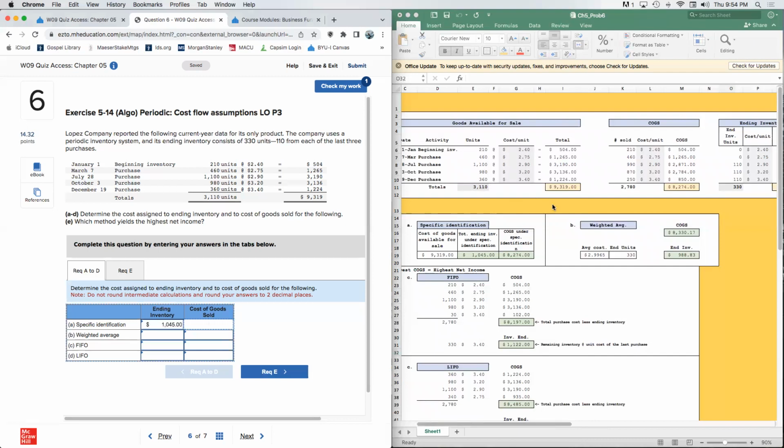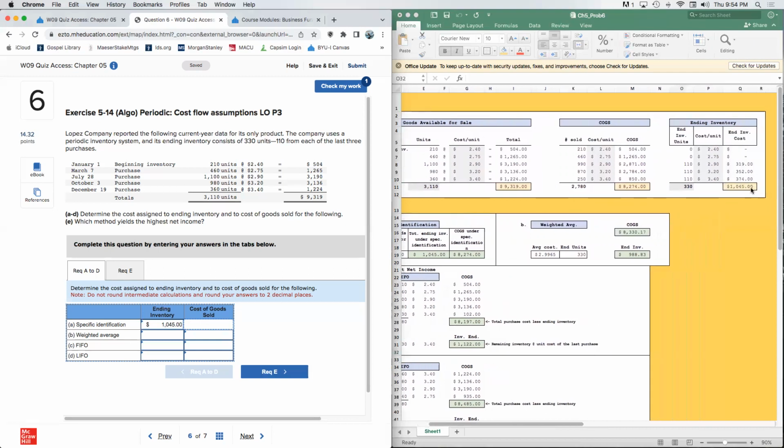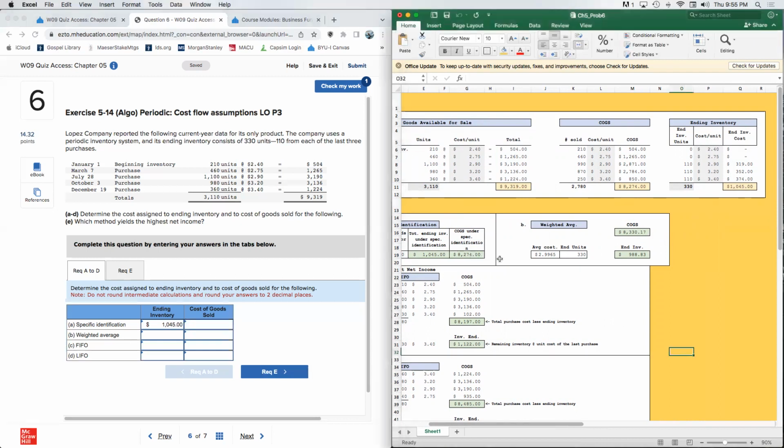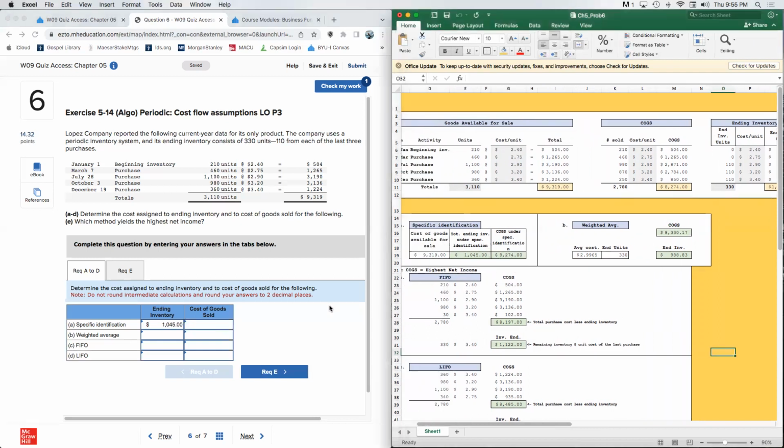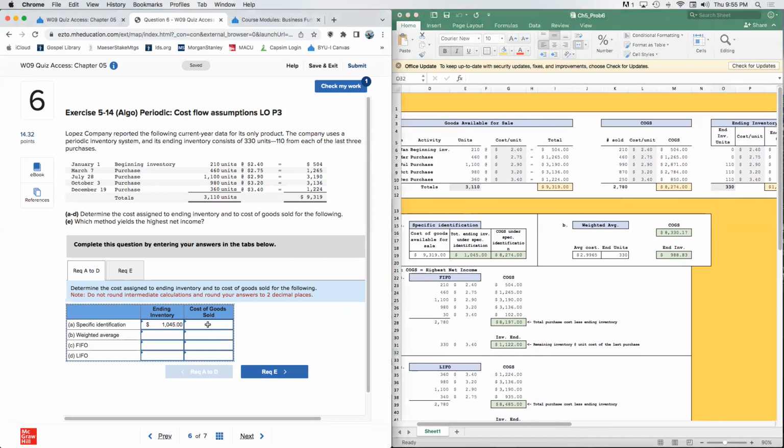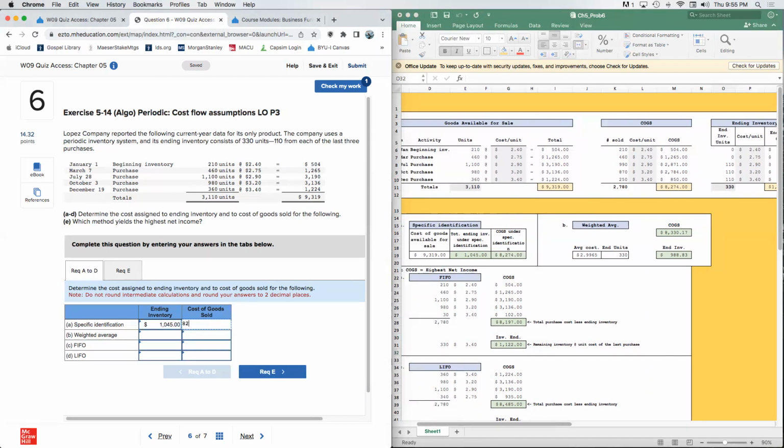And the cost of goods sold is easy to figure out from this point, because we know the cost of goods sold is going to be the difference between our ending inventory and the total cost of all the goods that we purchased that were available for sale. So 9,319 less 1,045 equals 8,274. We can enter that, and there the specific identification is taken care of.